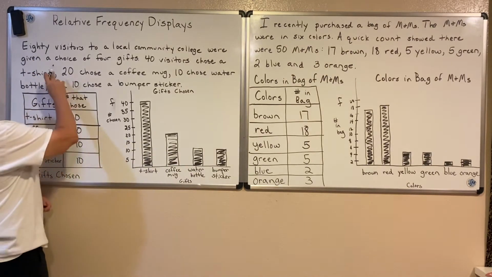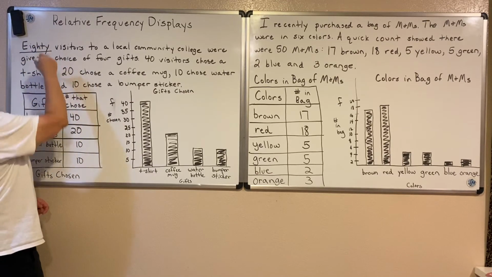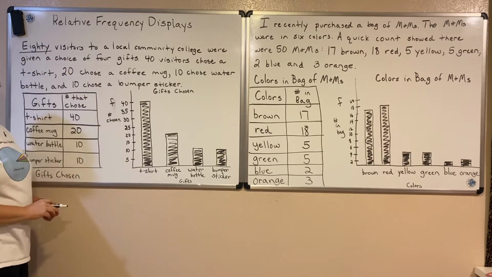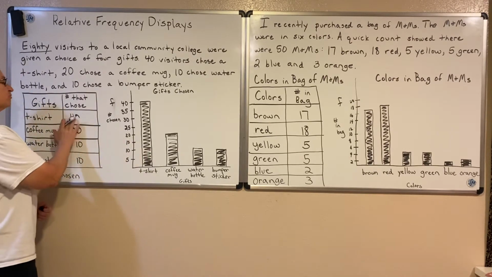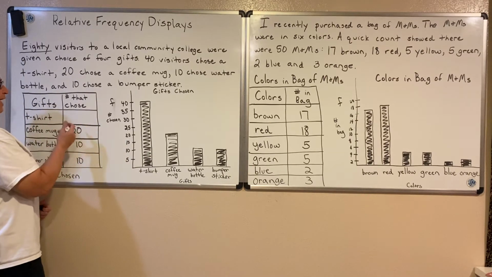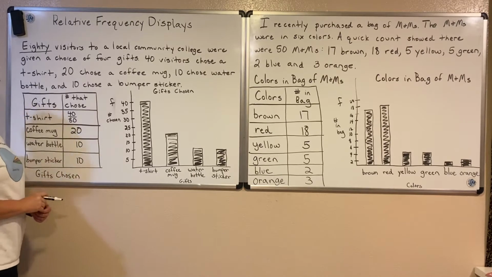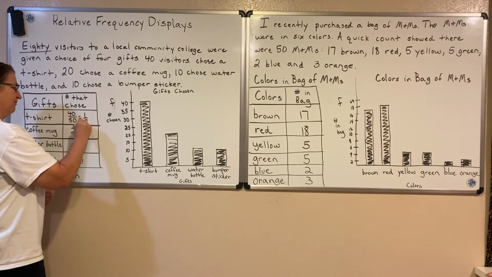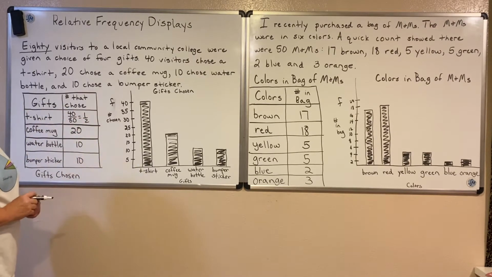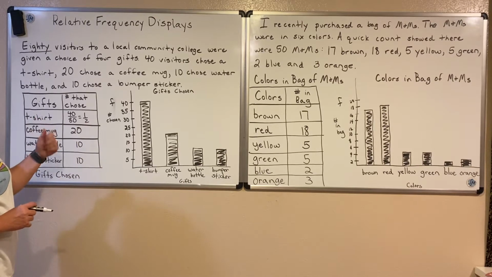So it was 40 out of, well, how many total visitors were there? We could add up all the numbers to find out, or within our example, it tells us there were 80. So to make this into a relative frequency, I just turn this from 40 into 40 out of 80. Or we can reduce that fraction down to 1/2. We could also write that as a percent. We could write it as 50%.